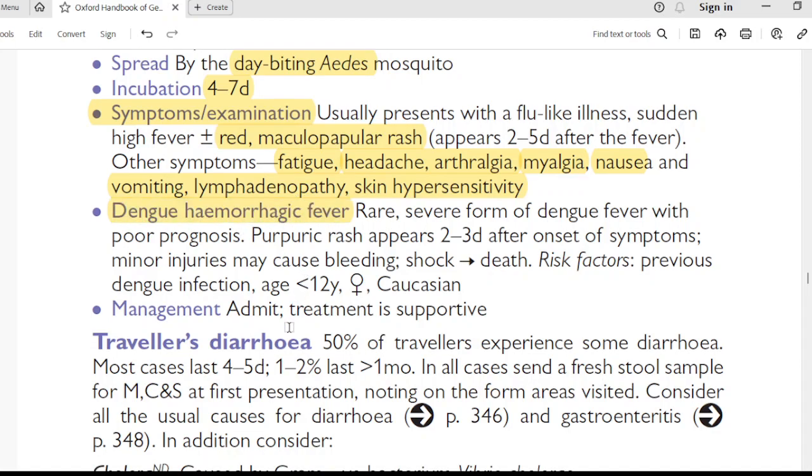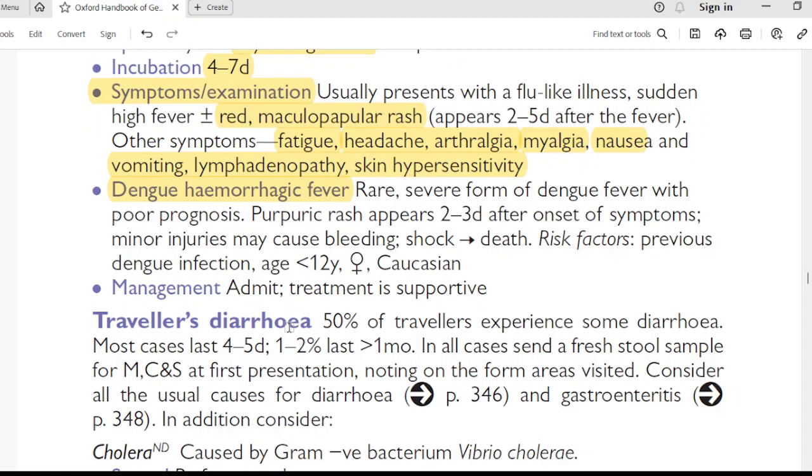Dengue hemorrhagic fever. A rare and severe form of dengue fever with poor prognosis. A purpuric rash appears 2 to 3 days after onset of symptoms. Minor injuries may cause bleeding, shock, death. Risk factors include previous dengue infection, age less than 12 years, females and Caucasian origin.